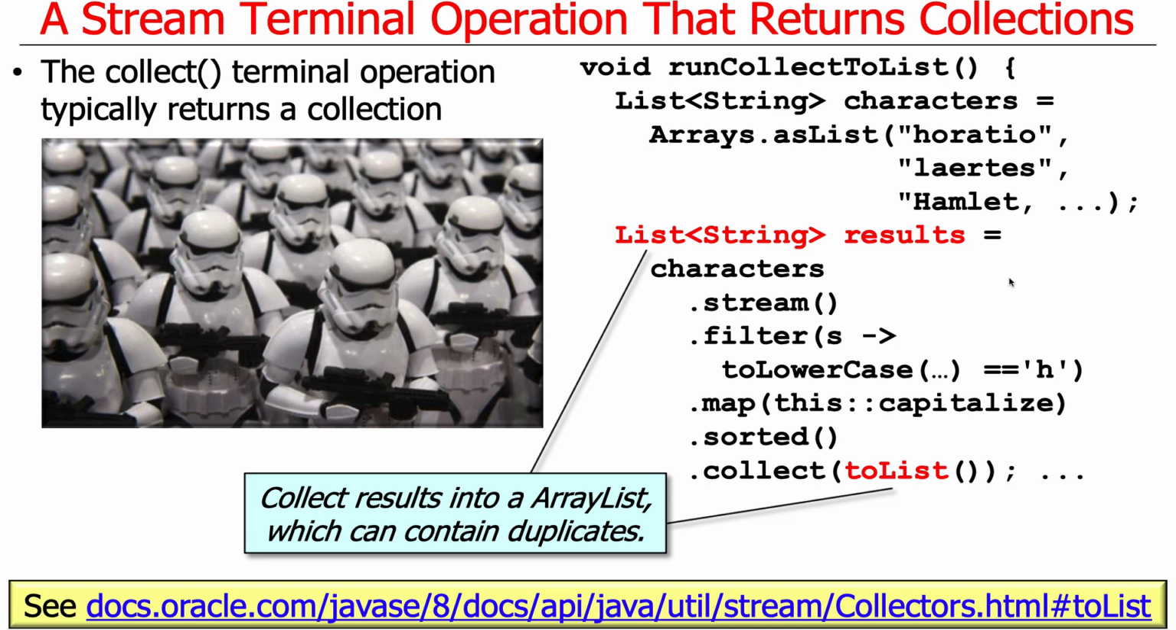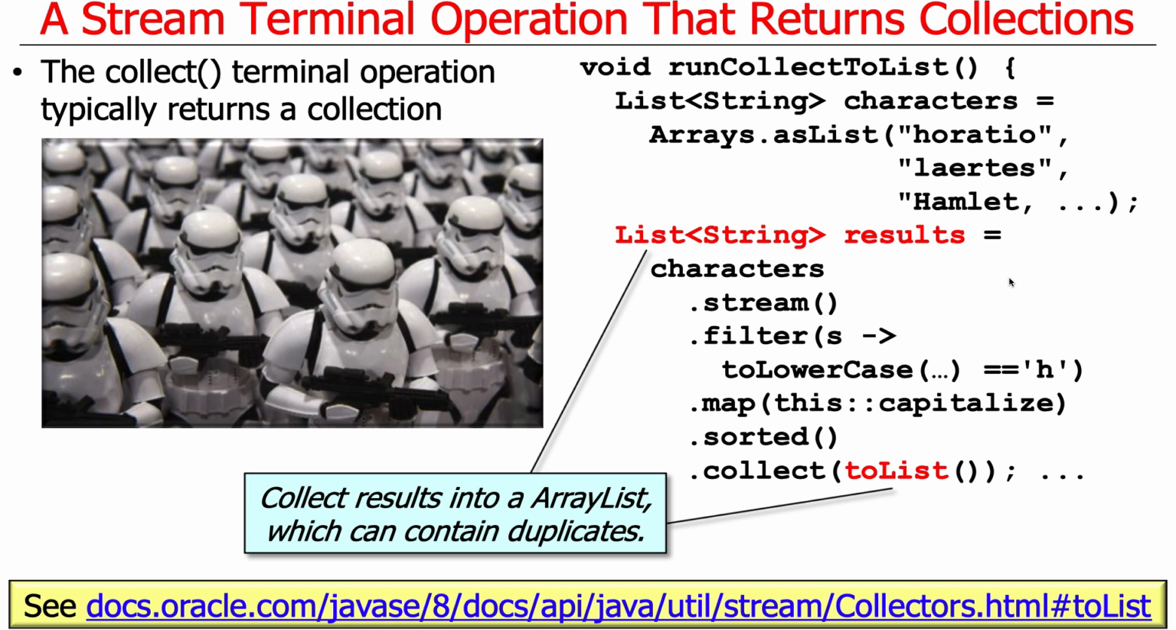So toList is a factory method that makes a collector that knows how to collect the elements in the stream into an array list and includes duplicates. So those are all the things you can do with the collector that's returned from toList. We'll look in a second for other types of collectors that have different types of semantics. So you can see you've got a list of strings as the result of collecting into a list.